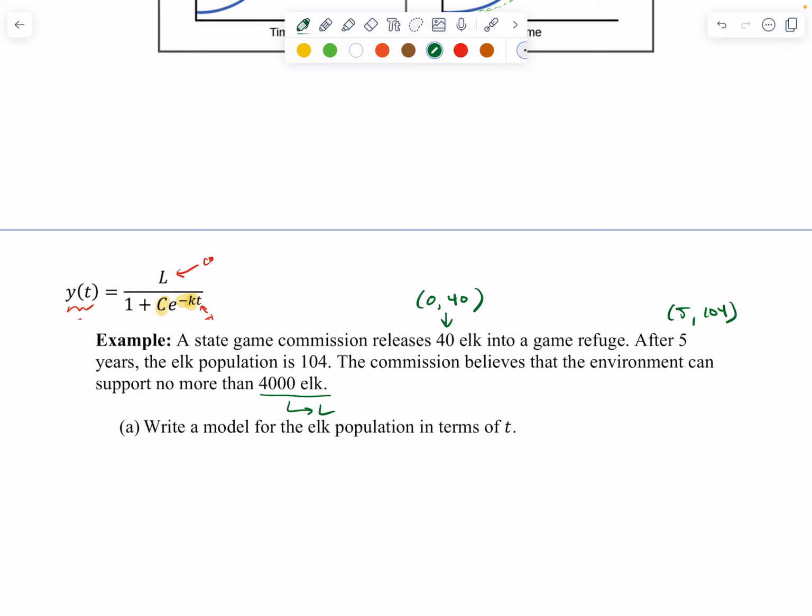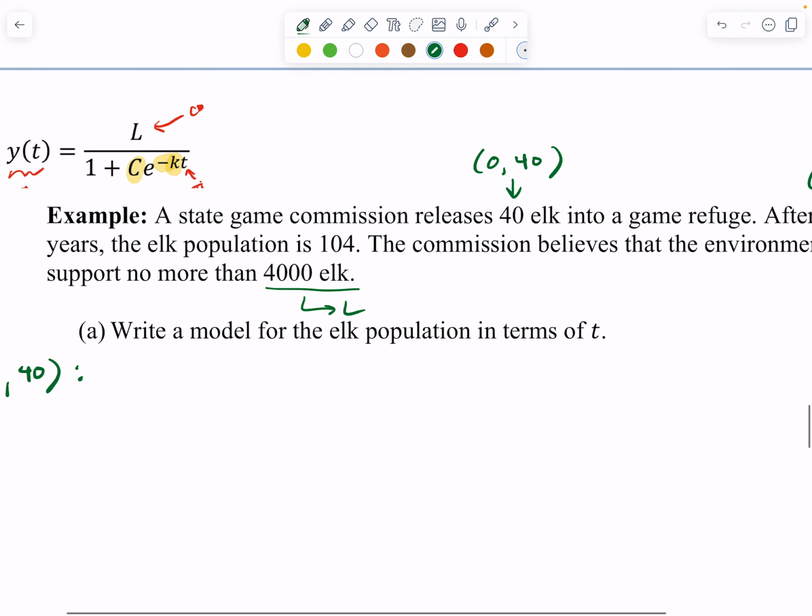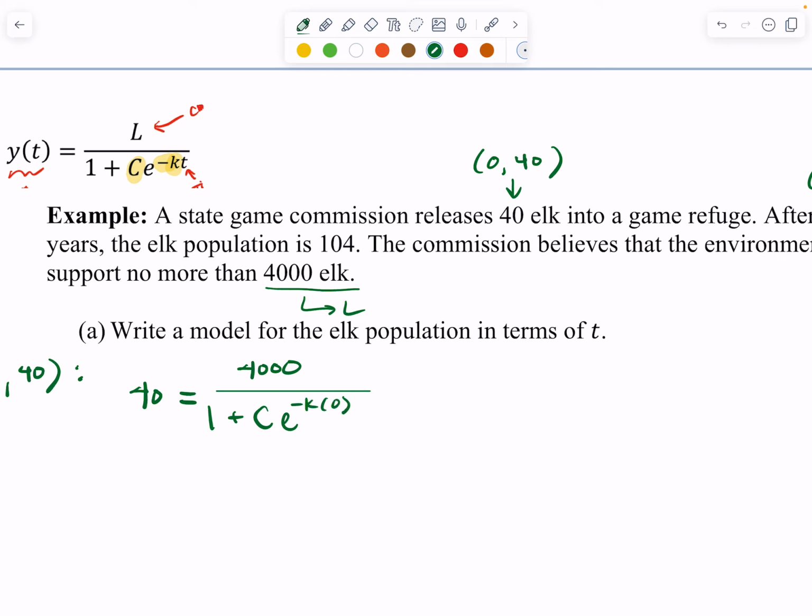So we do know that L is 4,000. So thinking about plugging in 0 and 40, that initial population, notice that when we set up, so I'm replacing y of t with 40, we know L is 4,000 divided by 1 plus C times e to the negative kt, well, t is 0, which is going to allow us, because e to the 0th power will be 1. So that's going to allow us to solve for C.